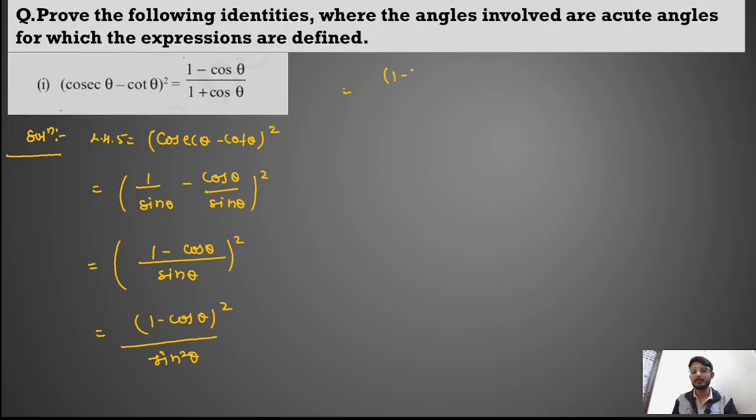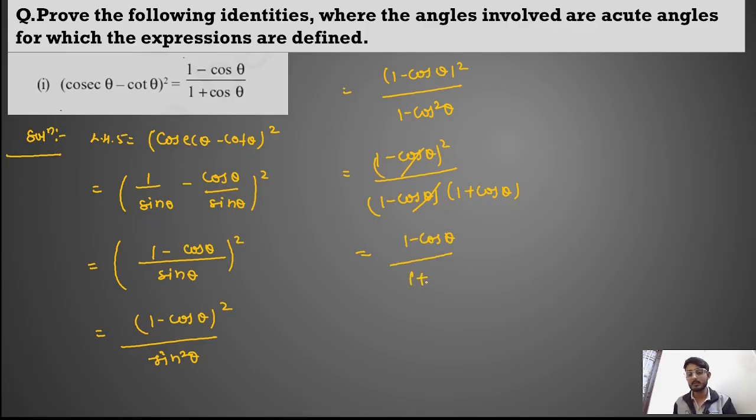As you know by identity, sin square theta plus cos square theta equals 1, and sin square theta equals 1 minus cos square theta. And as you know, a square minus b square is a minus b times a plus b. So 1 minus cos theta multiplied by 1 plus cos theta. From here this term will be cancelled out, so you will get 1 minus cos theta only, and in denominator you will get 1 plus cos theta. So this is basically the right answer. Here you can check left hand side and right hand side both are equal, so this is hence proved, HP.